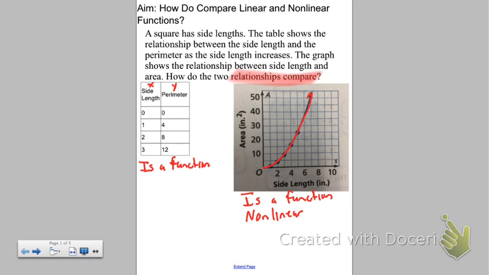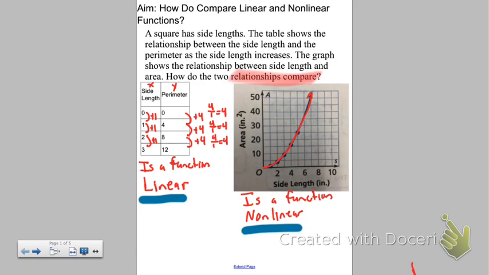Now, I'm going to look at my table. I'm going to see how I'm changing. I am adding by 4 for every single y. For my x values, I'm adding by 1 every single time. So to find my rate of change, 4 divided by 1 is 4. 4 divided by 1 is 4. 4 divided by 1 is 4. So this is a function, and it is also linear. So since I have a linear and a nonlinear function, there's no other way for me to compare them, so that would be the end of the problem.